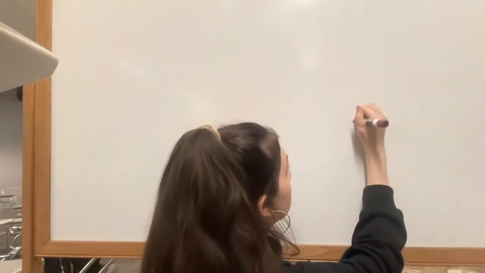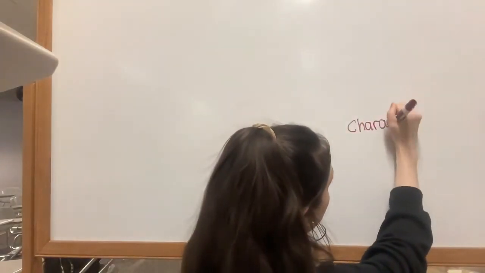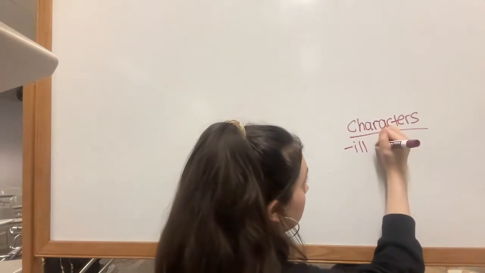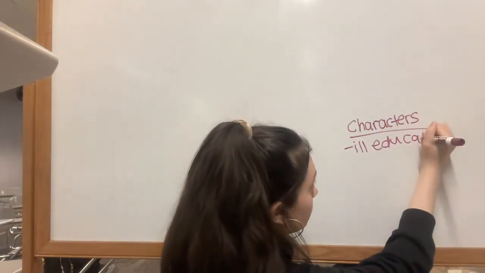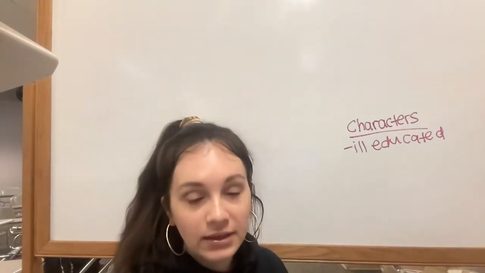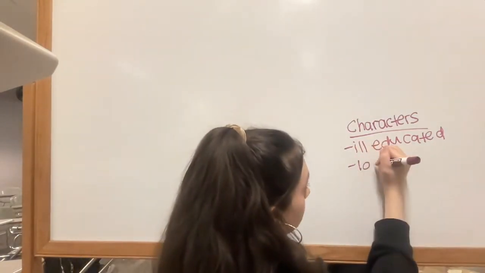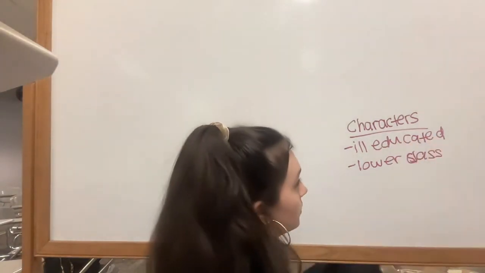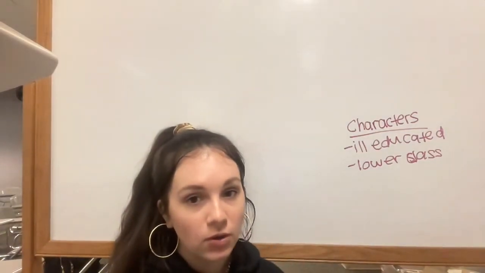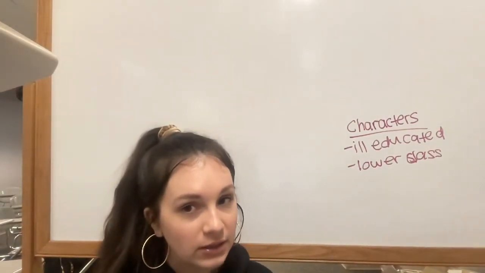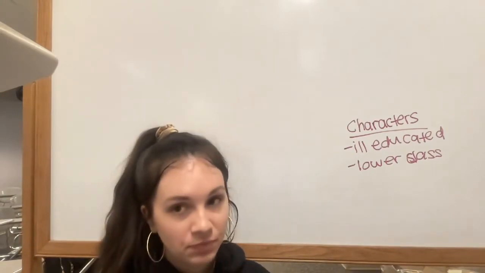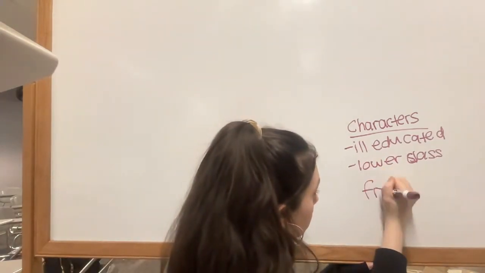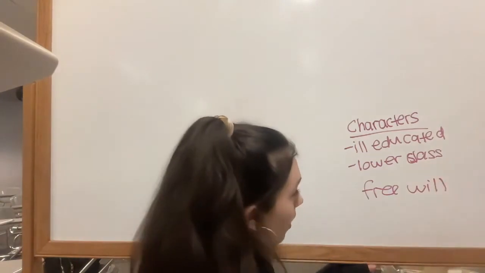So, a little about the characters that naturalists wrote about. These characters were often ill-educated, and they were also usually from a lower class, usually a lower socioeconomic class. So their lives are governed by heredity, passion, and instinctual forces. And although these characters may try to exercise their free will, they're often unable to do so.